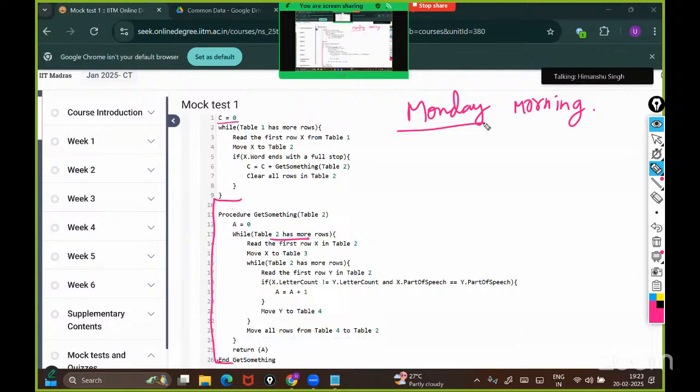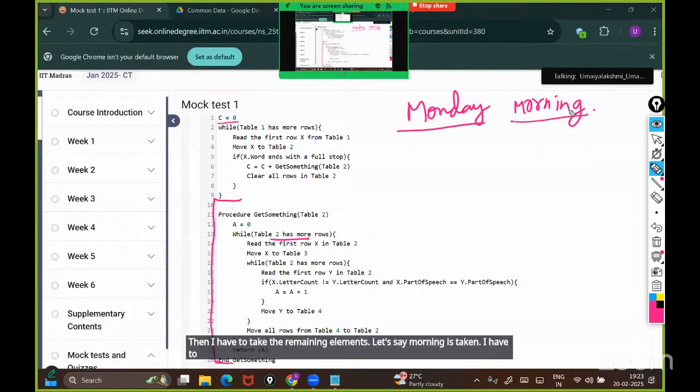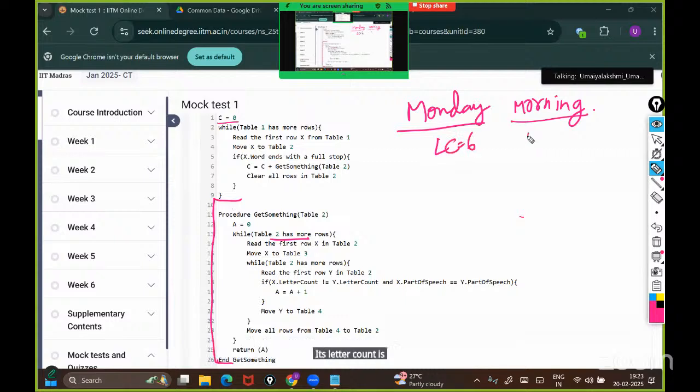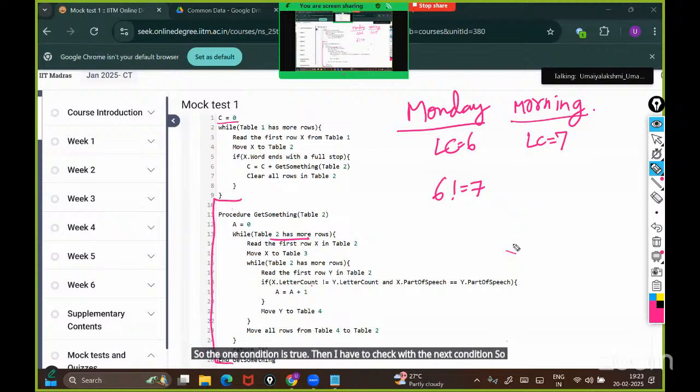Then I have to take the remaining elements. Let's say morning is taken. I have to check for both of their letter counts. Its letter count is 6, and the other is 7. So both letter counts are not the same, so the first condition is true. Then I have to check the next condition. What is the next condition here?